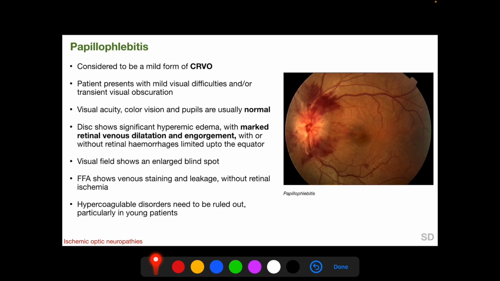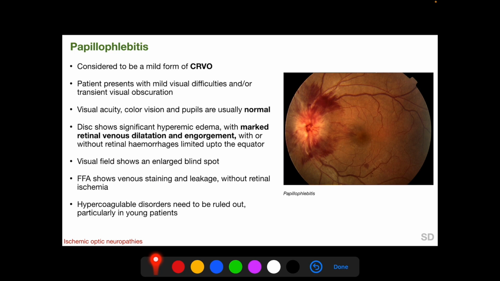Papillophlebitis is another vascular disorder of optic nerve and is considered to be a mild form of central retinal venous occlusion. Here the patient presents with mild visual difficulties and or transient visual obscuration events. Like diabetic papillopathy, visual acuity, color vision and pupils are usually normal. Disc shows significant hyperemic edema with marked retinal venous dilatation and engorgement with or without retinal hemorrhages, which are limited up to the equator. Visual field examination shows an enlarged blind spot. FFA shows venous staining and leakage without retinal ischemia.